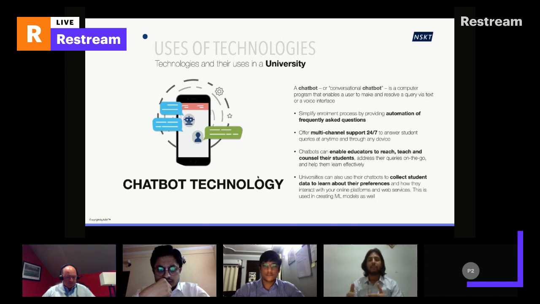And if they have further questions which cannot be answered by a robot, those will be directed to the respective faculties or the department. So we have multi-channel support 24 by 7, and this enables educators to reach, teach and counsel their students. Also, this chatbot technology is useful when we want to collect data from the students and their preferences.